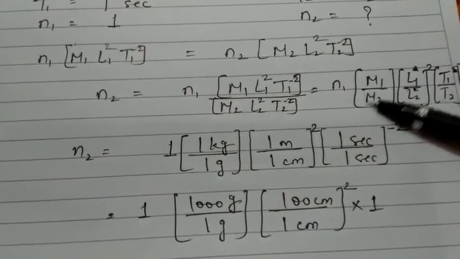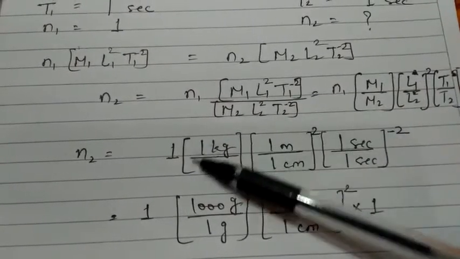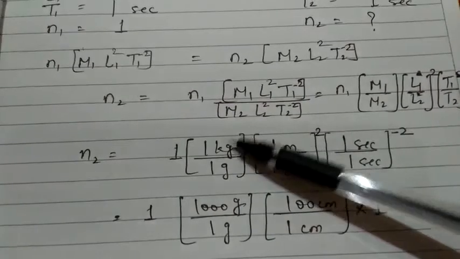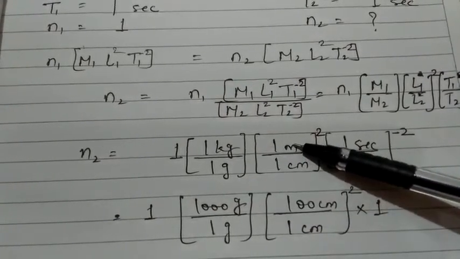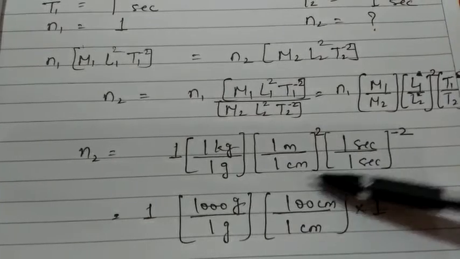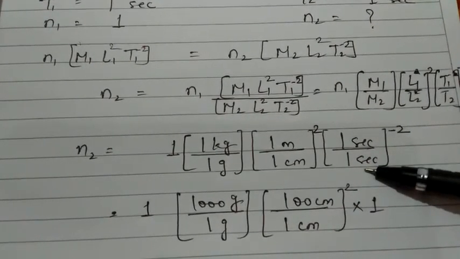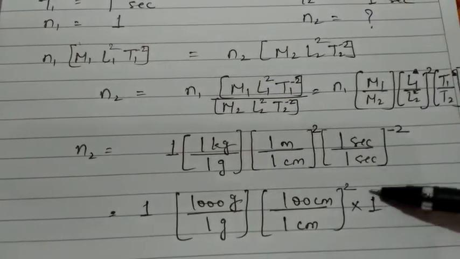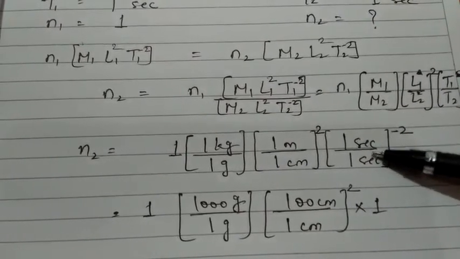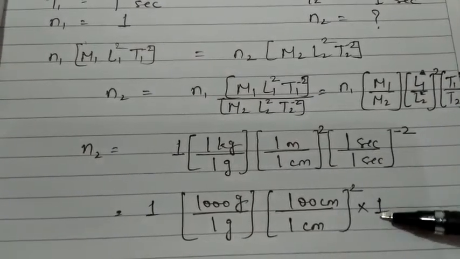Now we put the values of M1, M2, L1, L2 and T1, T2 here. So here are the values. M1 is 1 kilogram, M2 is 1 gram, L1 is 1 meter, L2 is 1 centimeter, T1 is 1 second and T2 also is 1 second. Because they are both the same, they will cancel and we will simply write 1 in place of this.